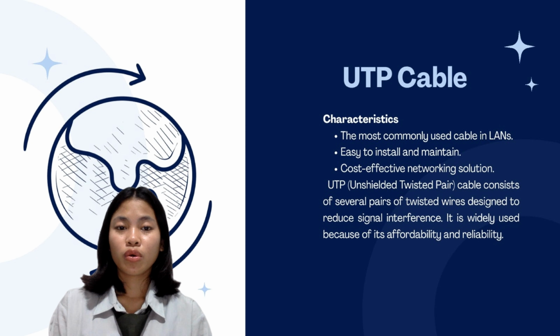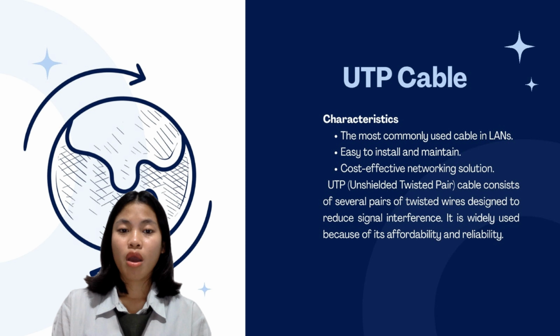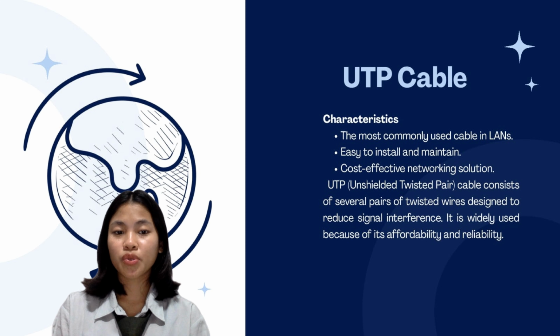Next, UTP cable characteristics: the most commonly used cable in LANs, easy to install and maintain, cost-effective networking solution. UTP, or unshielded twisted pair cable, consists of several pairs of twisted wires designed to reduce signal interference. It is widely used because of its affordability and reliability.